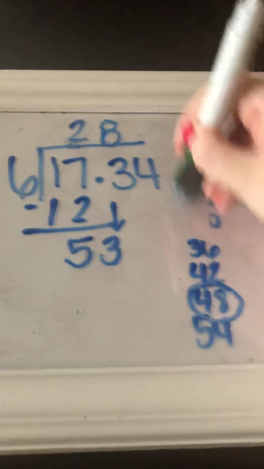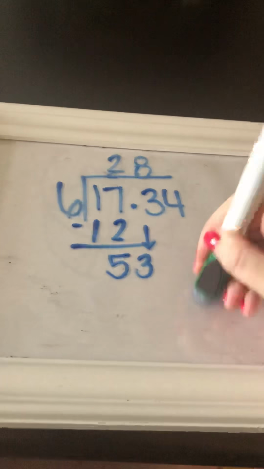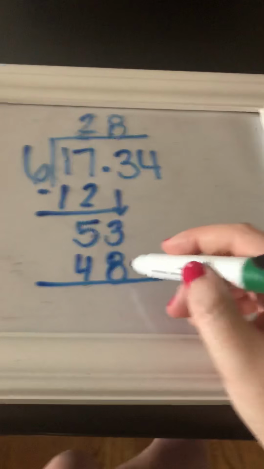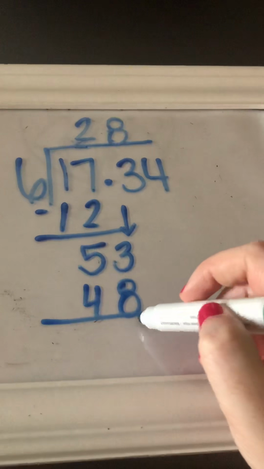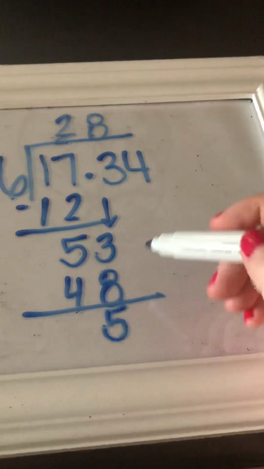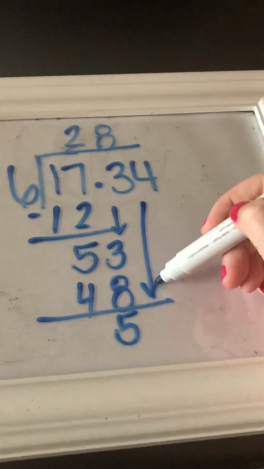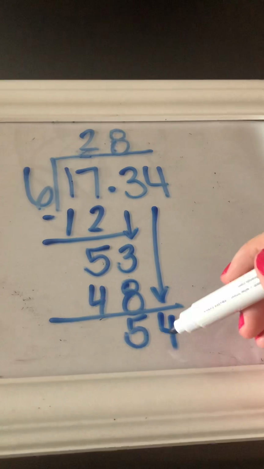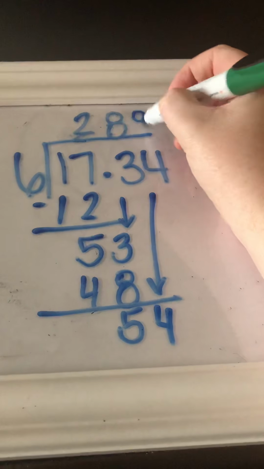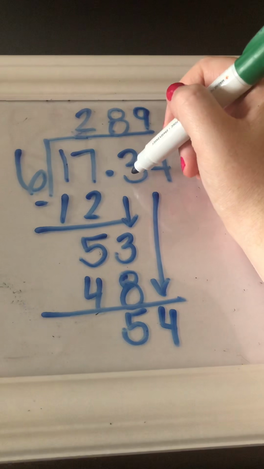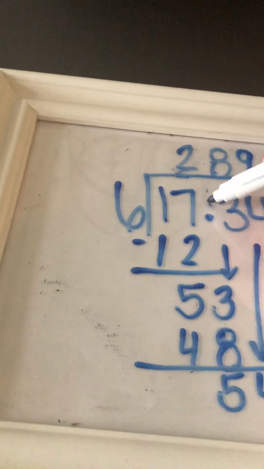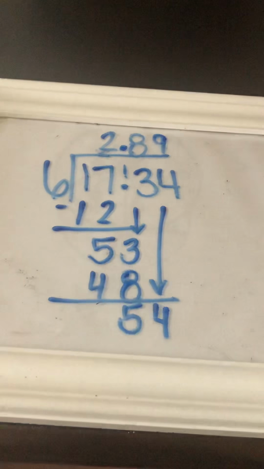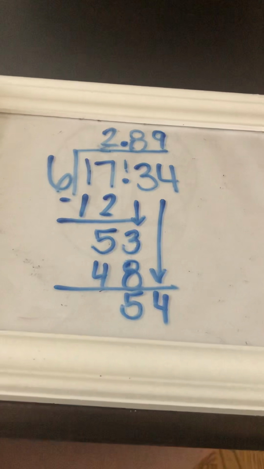Okay, and I'm going to erase this now. And we know 8 times 6 is 48. And 53 minus 48 is 5. And now you can drop down your 4. And 6 times 9, I know, is 54. And again, you can move your decimal directly up. So 17 34/100 divided by 6 is 2 89/100.